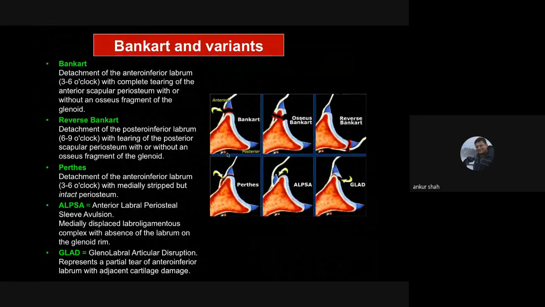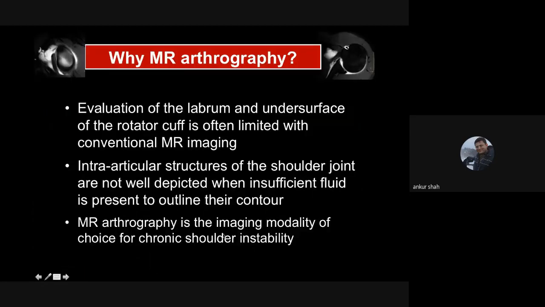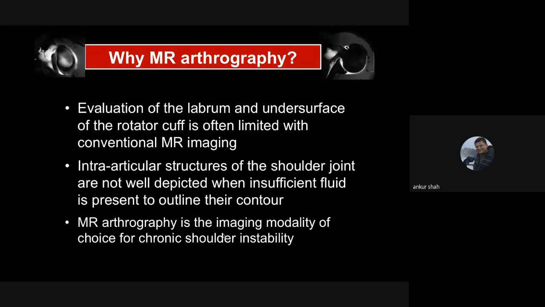Coming to the labrum, Bankart tears, as I said, are the tears which involve the inferior labrum. There are different types of Bankart tears. Again, it is not very important to know all these subtypes, but more important is to know the extent of the labral tear. Many times, for perfectly knowing the extent, MR arthrography can be done. Arthro gives us much better visualization of all the structures around the joint as well as the extent of the labral tear.